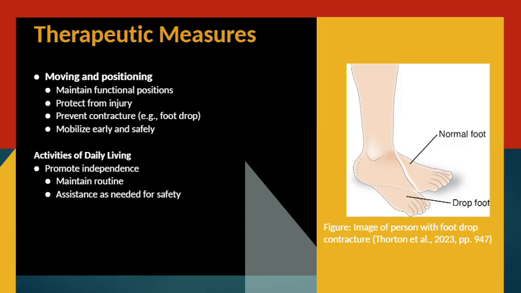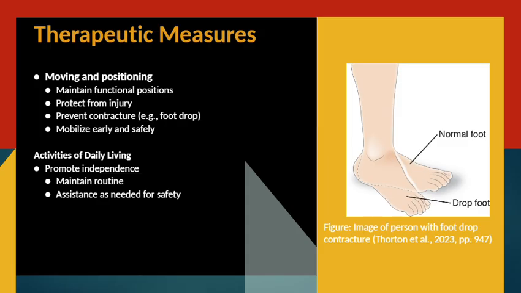The LPN's goal in caring for patients with neurological or mobility impairments is to protect the patient's function, prevent complications, and keep them as independent as possible. The image on this slide shows a classic example of what can happen when the muscles are not positioned correctly. This patient has developed foot drop, a type of contracture that occurs when the ankle is allowed to stay plantar flexed for too long. This is completely preventable with proper positioning and range of motion support, which is why these therapeutic measures matter. Let's start with moving and positioning.